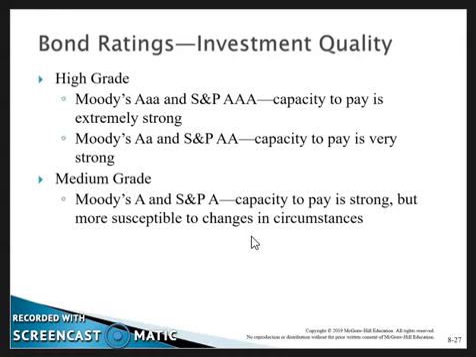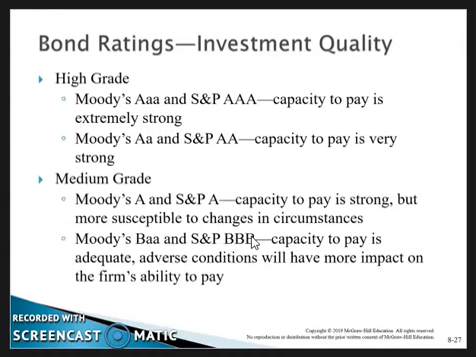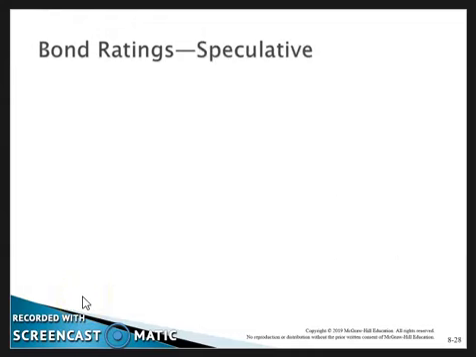And the next level would be Baa for Moody's, or triple B. The capacity to pay is adequate, but adverse conditions or changes in the economy might affect their ability to pay. All of these bonds are considered to be what is called investment grade. Anything below this is referred to as speculative, non-investment grade, or junk bonds.